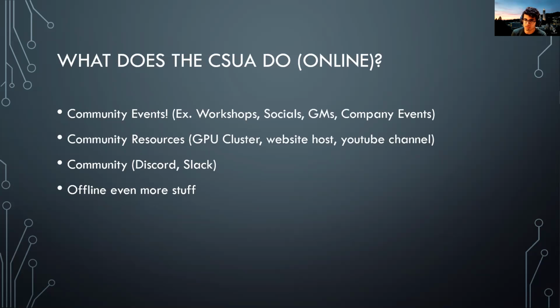So what does the CSUA do? We do community events like workshops, socials, general meetings, company events, all sorts of different types of events. We maintain a lot of resources, including the GPU cluster, website, and the YouTube channel you're watching this on. We maintain a community on Discord and Slack, and offline we do a bunch more stuff, but in the interest of making this a short, sweet tutorial, I'm going to keep it short.